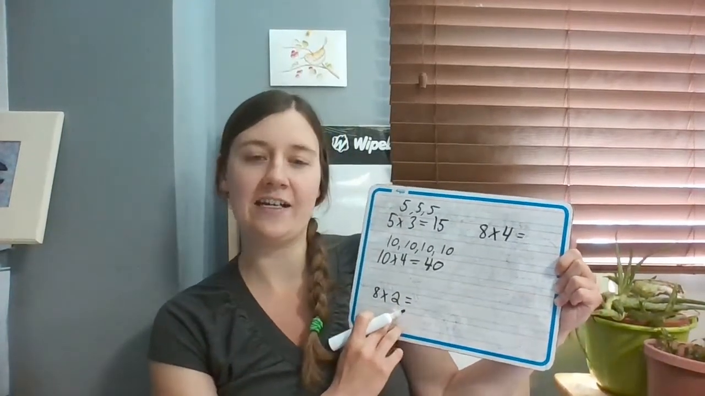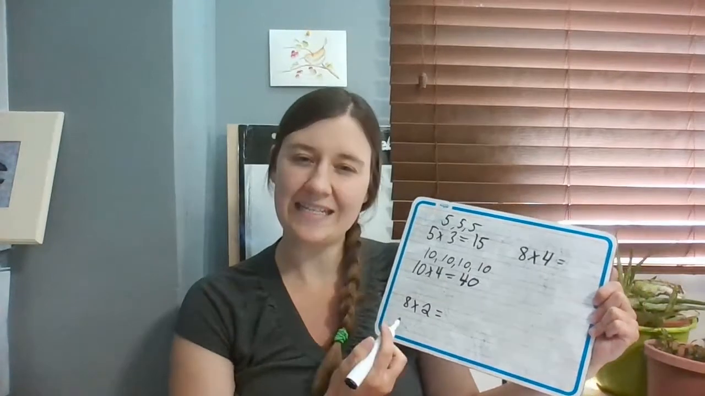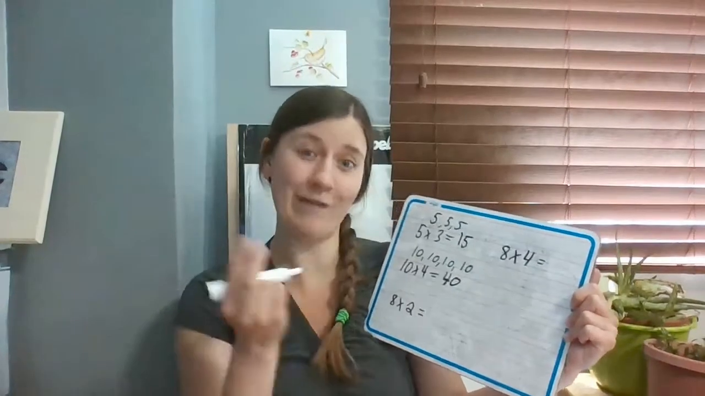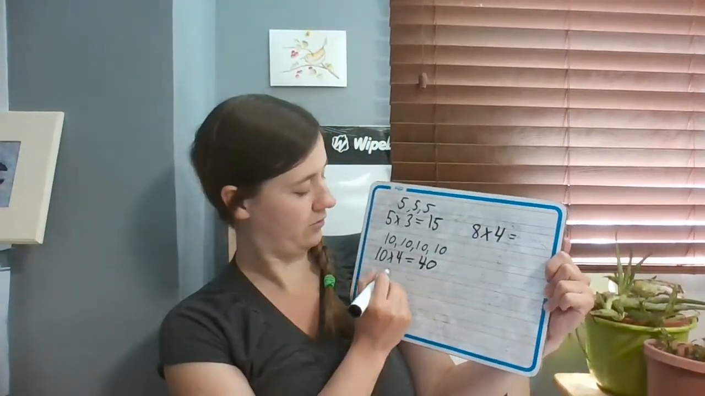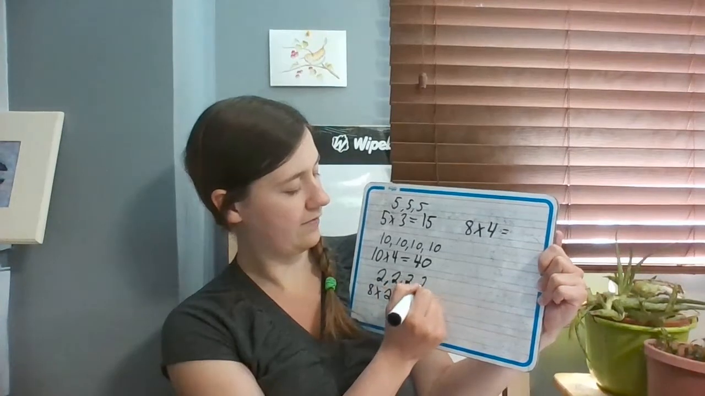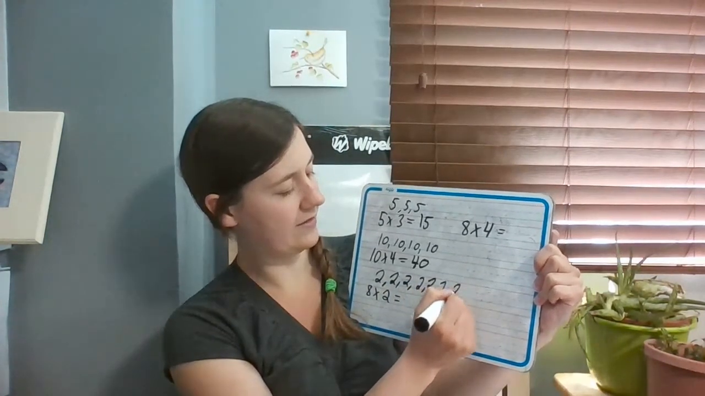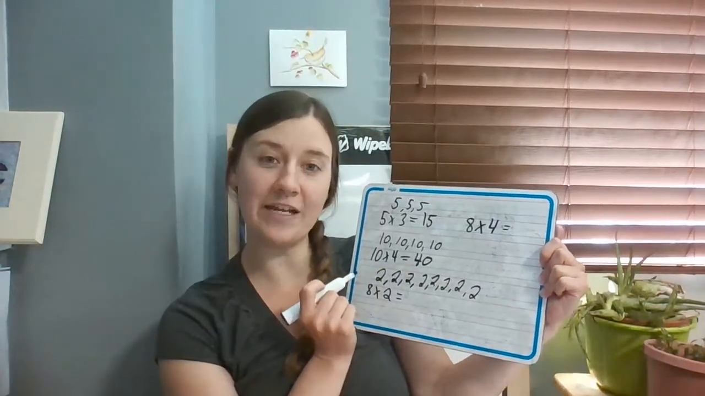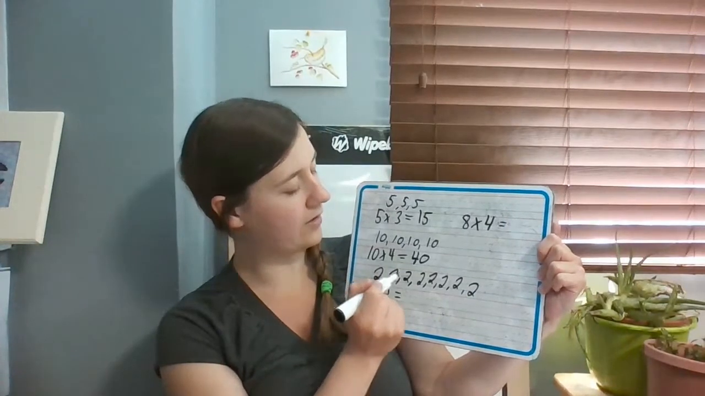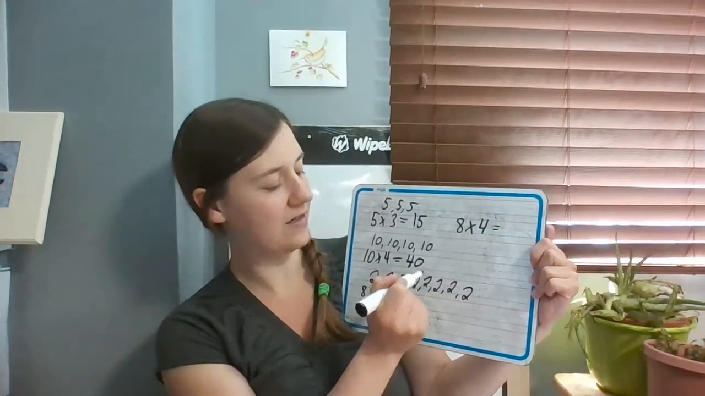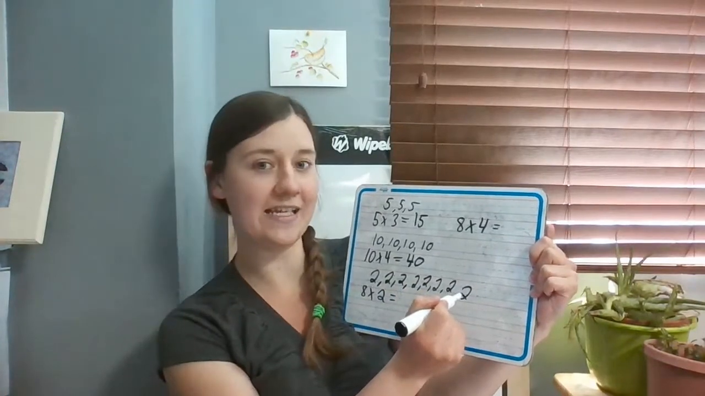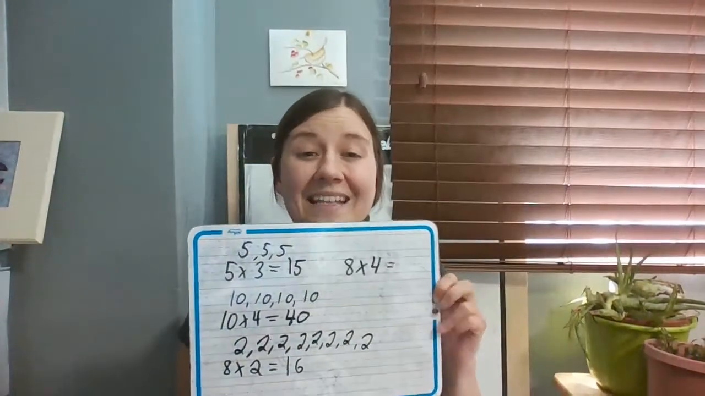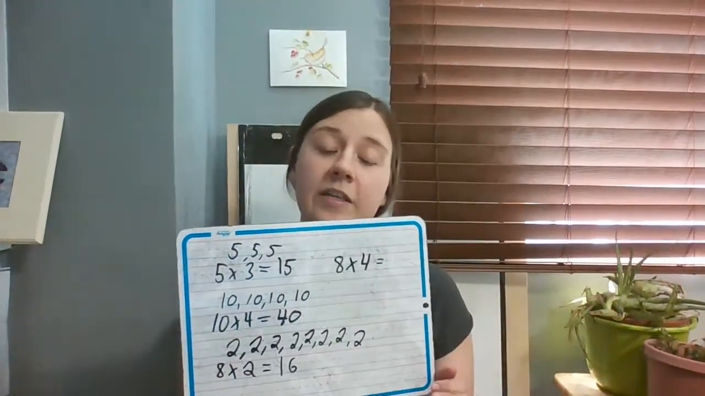Let's try 8 times 2. So, is it easy to count by 8s? No. But is it easy to count by 2s? We know how to count by 2s. So let's draw 8 2s. 1, 2, 3, 4, 5, 6, 7, 8. Now let's count by 2s. 2, 4, 6, 8, 10, 12, 14, 16. So it's 16.